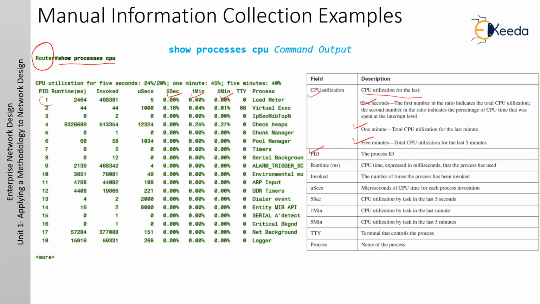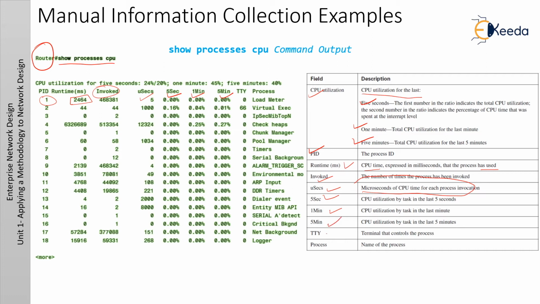Here it is a unique number for a particular process. So this is the process ID. Then runtime in milliseconds. This is the total CPU time, expressed in milliseconds, that the process has used. So for process 1, it shows 2464 milliseconds. Next is invoked: how many times this particular process is invoked or called by the system. Next is microseconds: microseconds of CPU time for each process invocation. So here it shows 5 microseconds. Then 5 seconds, 1 minute, and 5 minutes were already discussed.